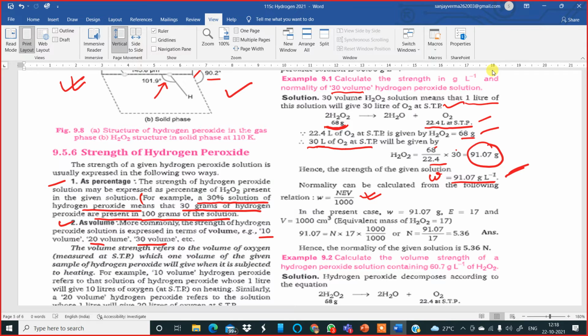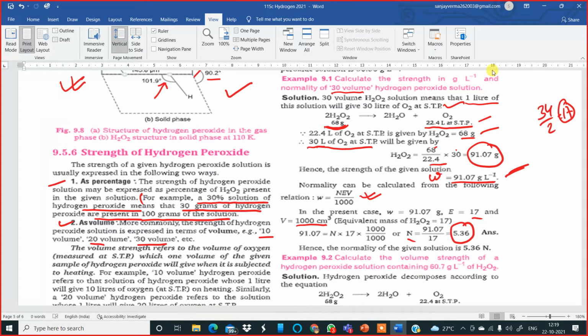Why is it 17? H2O2: 16 times 2 is 32, plus 2 is 34. 34, half of that is 17. That is the equivalent weight of hydrogen peroxide. That is 17, and volume is 1000 centimeter cube. So putting all the values, we get the normality as 5.36 normal.